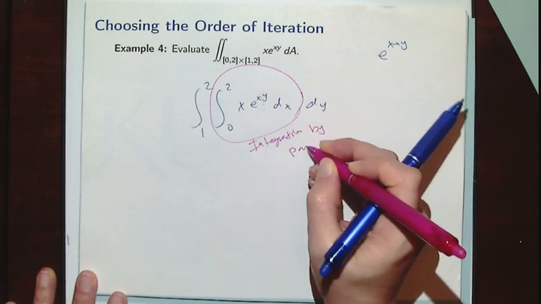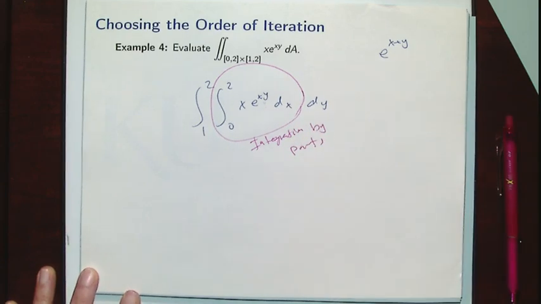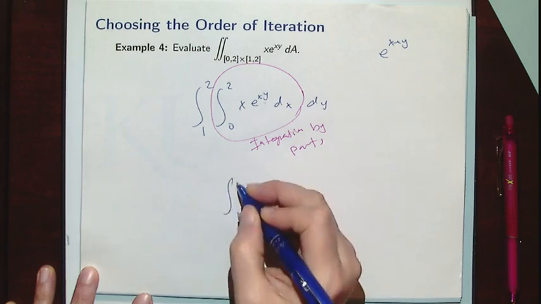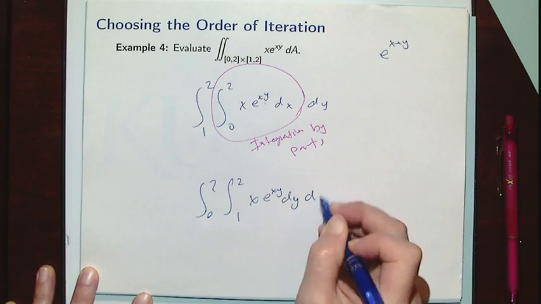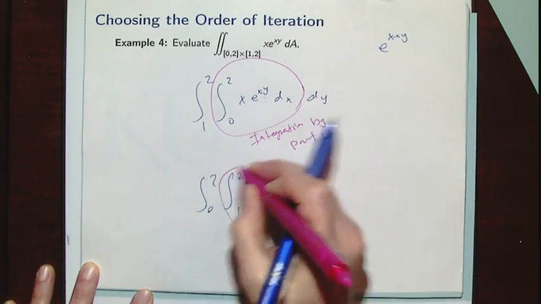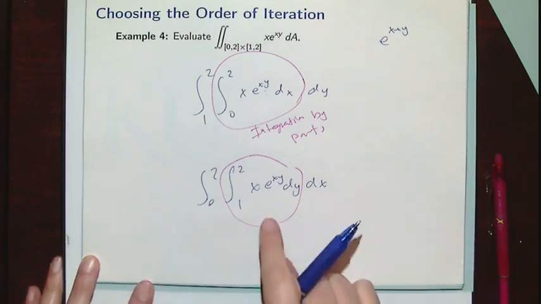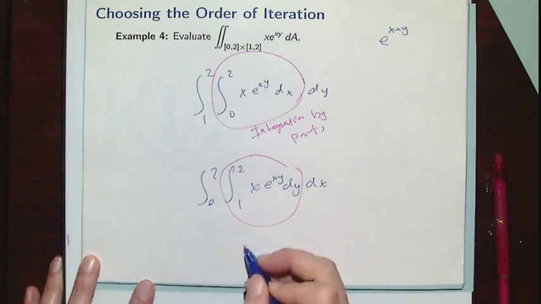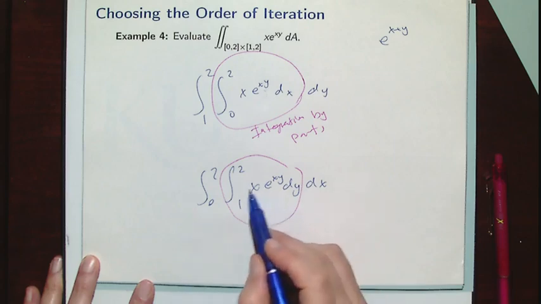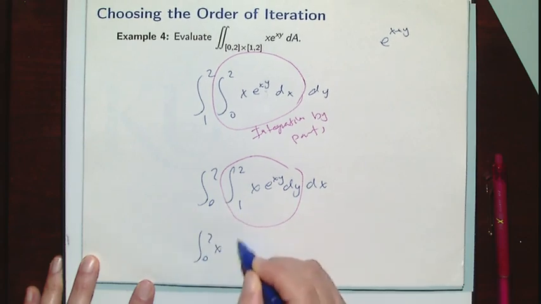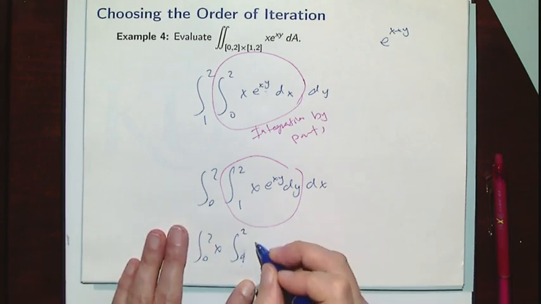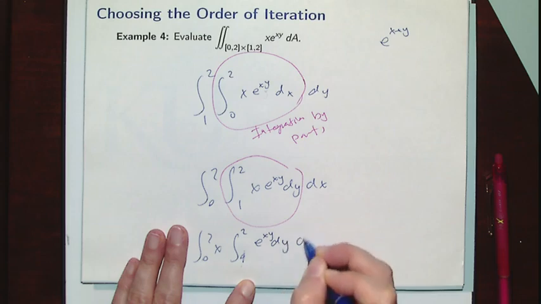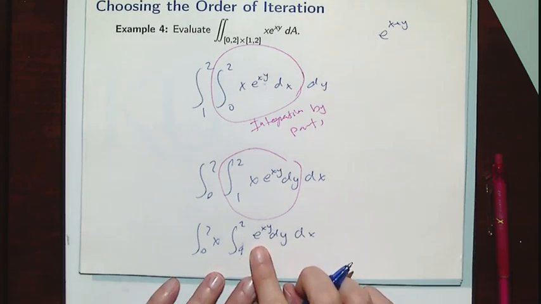So what should I do? Swap? Let's swap this. Is this easier to do? Yes, what is the integral here? It's x comes out, integral 1 to 2, e to the xy dy dx. So what is that integral inside? X is the coefficient of the exponent.